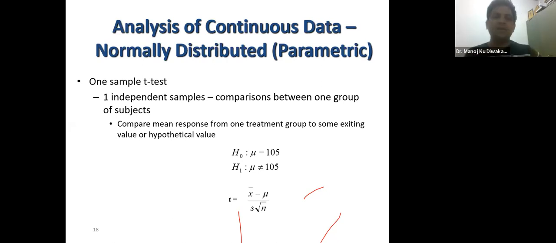So for example, H naught is that mu, your sample mean, equals some hypothetical value, 105. Then the alternative hypothesis is that mu is not equal to 105.